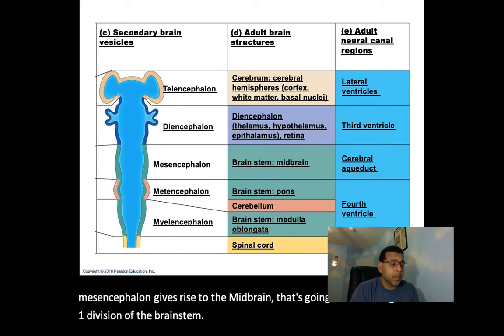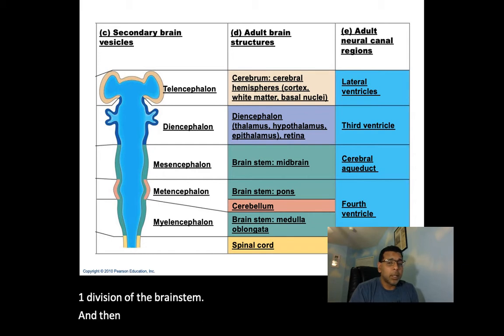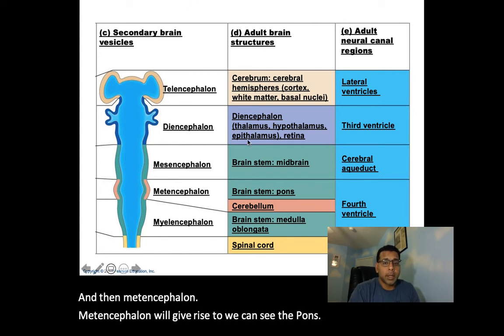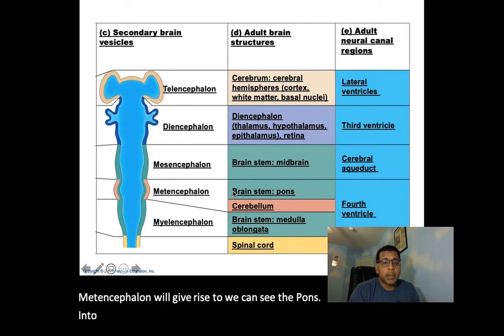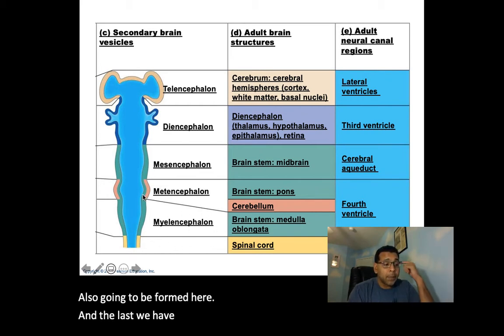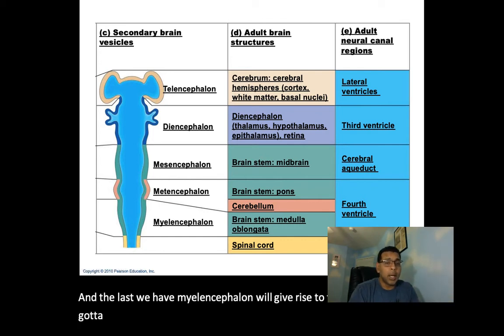And then metencephalon. Metencephalon will give rise to, we can see the pons, and then the cerebellum is also going to be formed here. And then last we have myelencephalon. Myelencephalon will give rise to the medulla oblongata of the brainstem. And then we said the rest is going to give rise to the spinal cord.